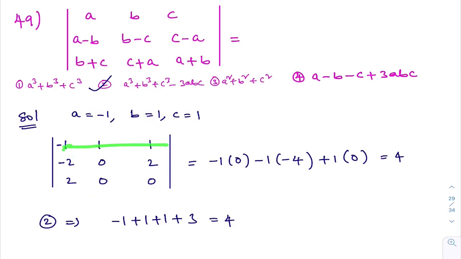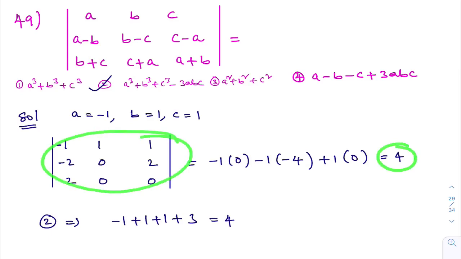Minus 1 into determinant of this part, minus 1 in this element into determinant of this part, right? You know all those things, we learned them in PUC. I don't want to explain again now. So if you expand this determinant, you are getting 4. Okay, so you got 4 here.